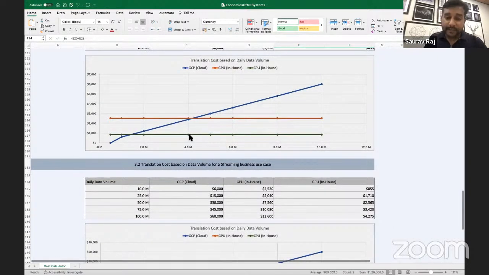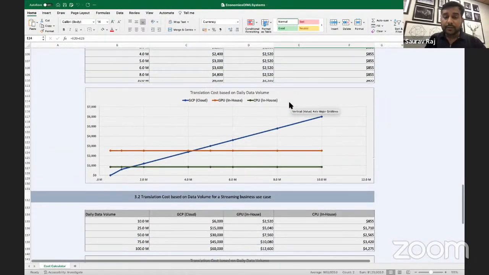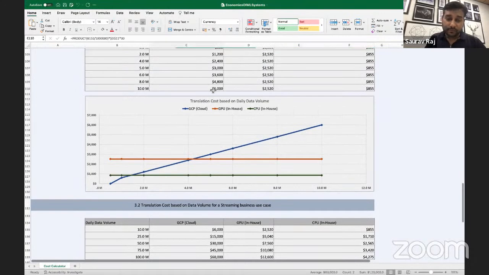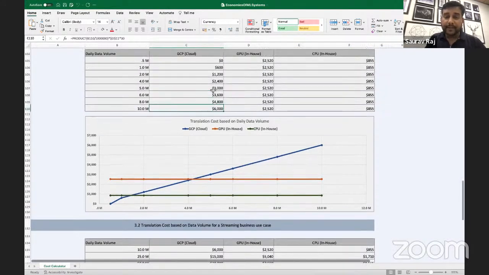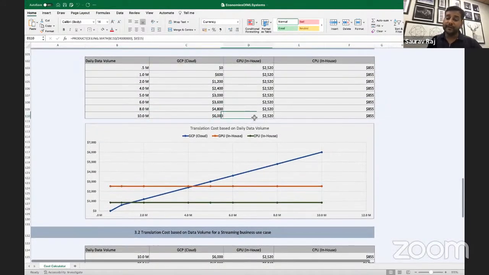So at around 4 million data volume, the cost on GCP and in-house both are the same. But now when the data volume is increasing, and let's say your data volume is now 10 million characters, you'll pay $6,000 to GCP, but in-house you'll be paying only $2,500. So there's a saving of $3,500, and this is just for 1 month.